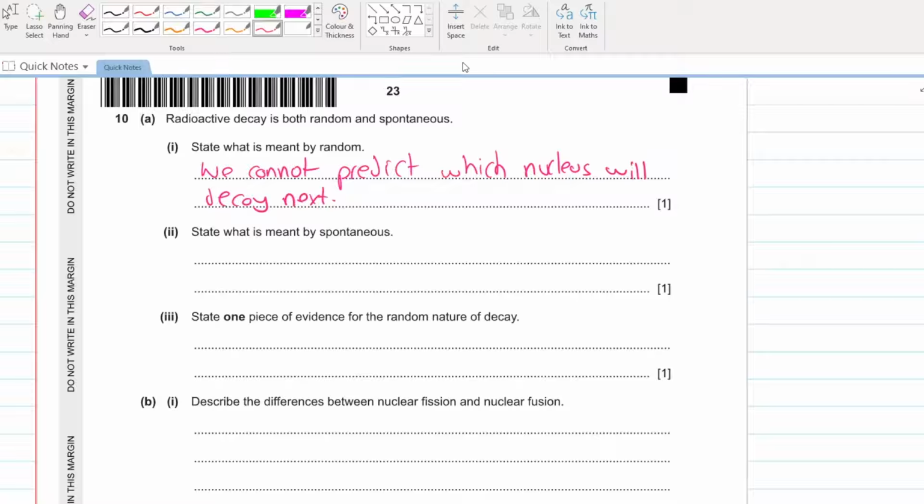Okay, what is meant by the term spontaneous? Some things we have to write according to the marking scheme. It is not affected by external environments.